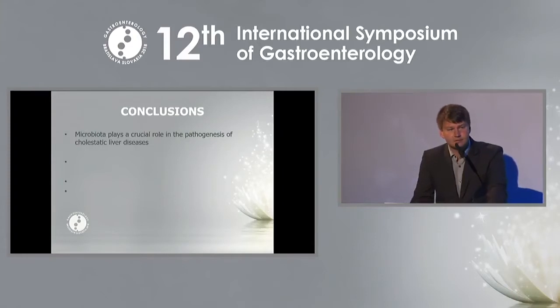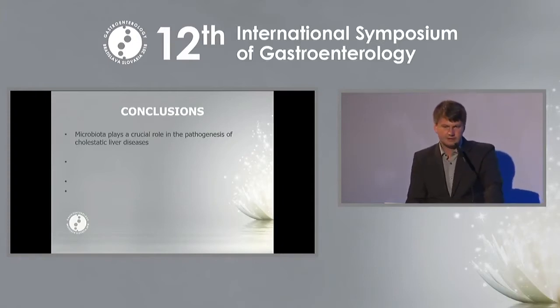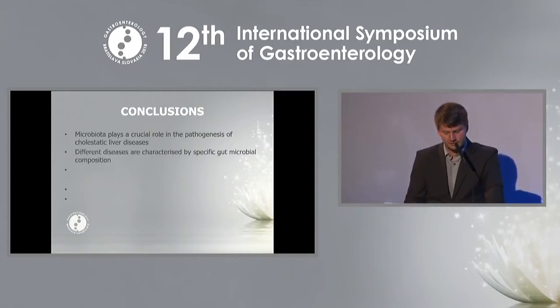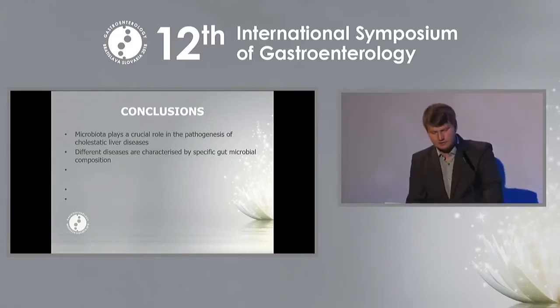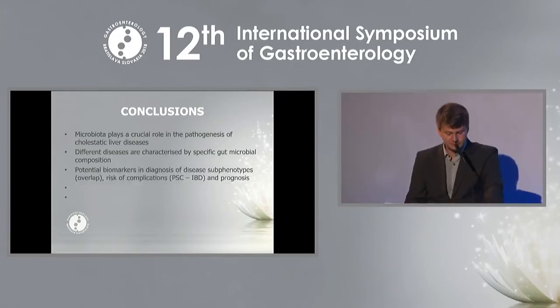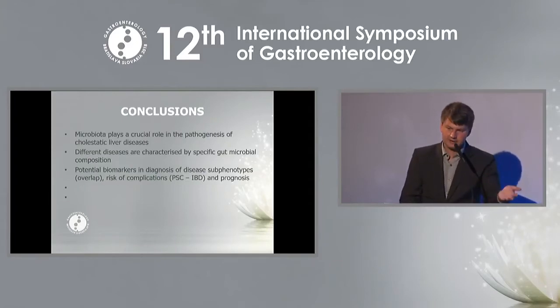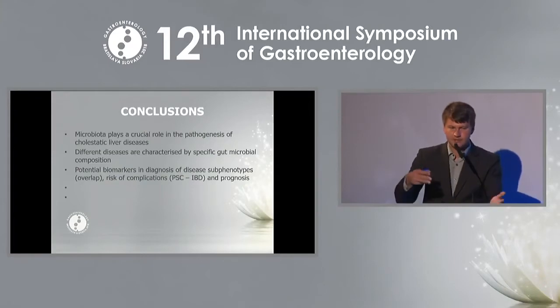Ladies and gentlemen, from this brief message, let me conclude that most likely microbiota plays a crucial role in the pathogenesis of various diseases, but definitely in the cholestatic liver diseases, and the most evidence is for primary sclerosing cholangitis. Different diseases are characterized by specific gut microbial composition, as I demonstrated earlier. So this could lead to finding potential biomarkers in diagnosis of the disease phenotype, to predict the risk of associated complications, for example, PSC and IBD.